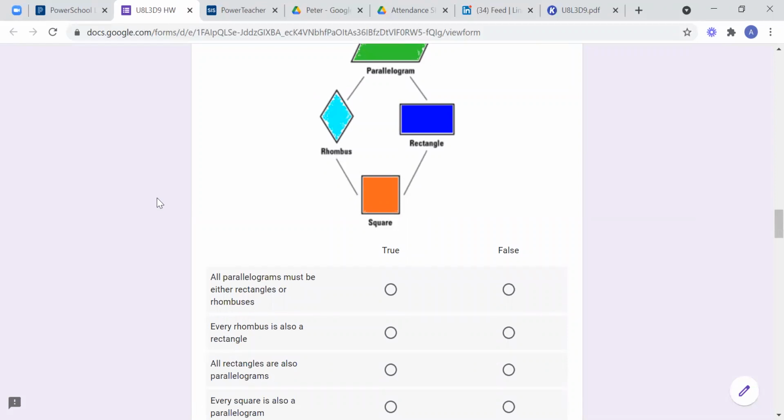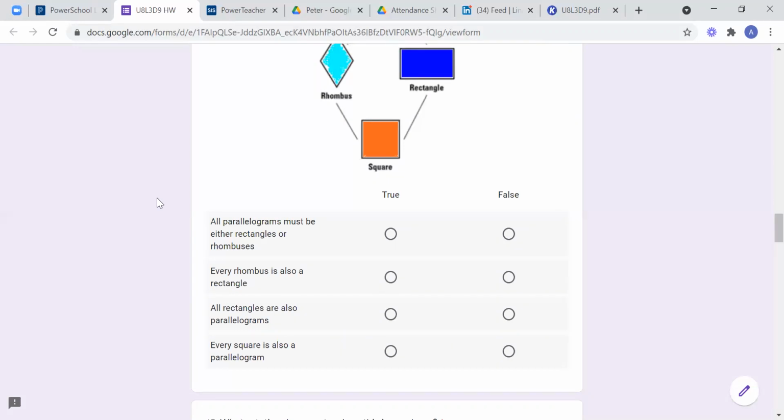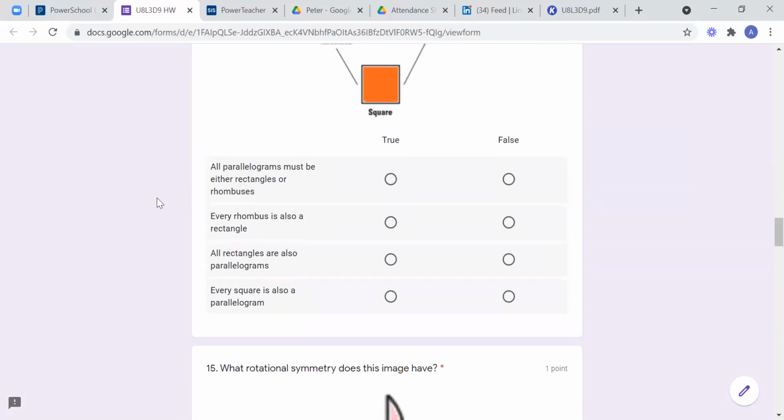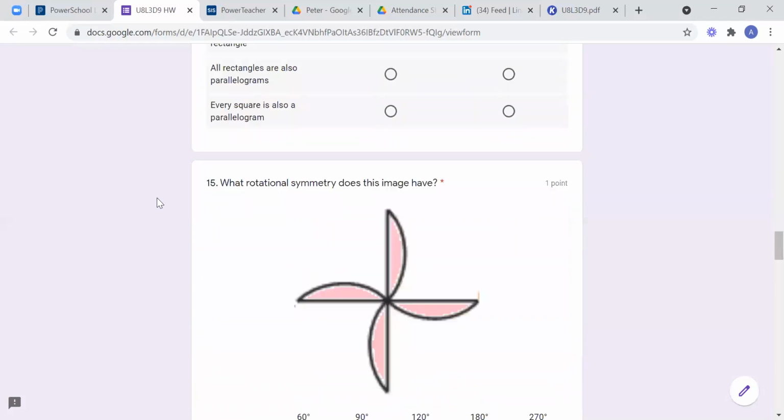A parallelogram must be either a rectangle or a rhombus, yes. Every rhombus is never a rectangle because in a rhombus the diagonals are perpendicular, but in a rectangle the diagonals are not perpendicular, they are just congruent. So you need to be very careful about the use of English here. All rectangles are parallelograms because a rectangle is under parallelogram, okay? Every square, yes, a square is under rhombus and rectangle, and both of them are under parallelogram. So a square is also under parallelogram, true.